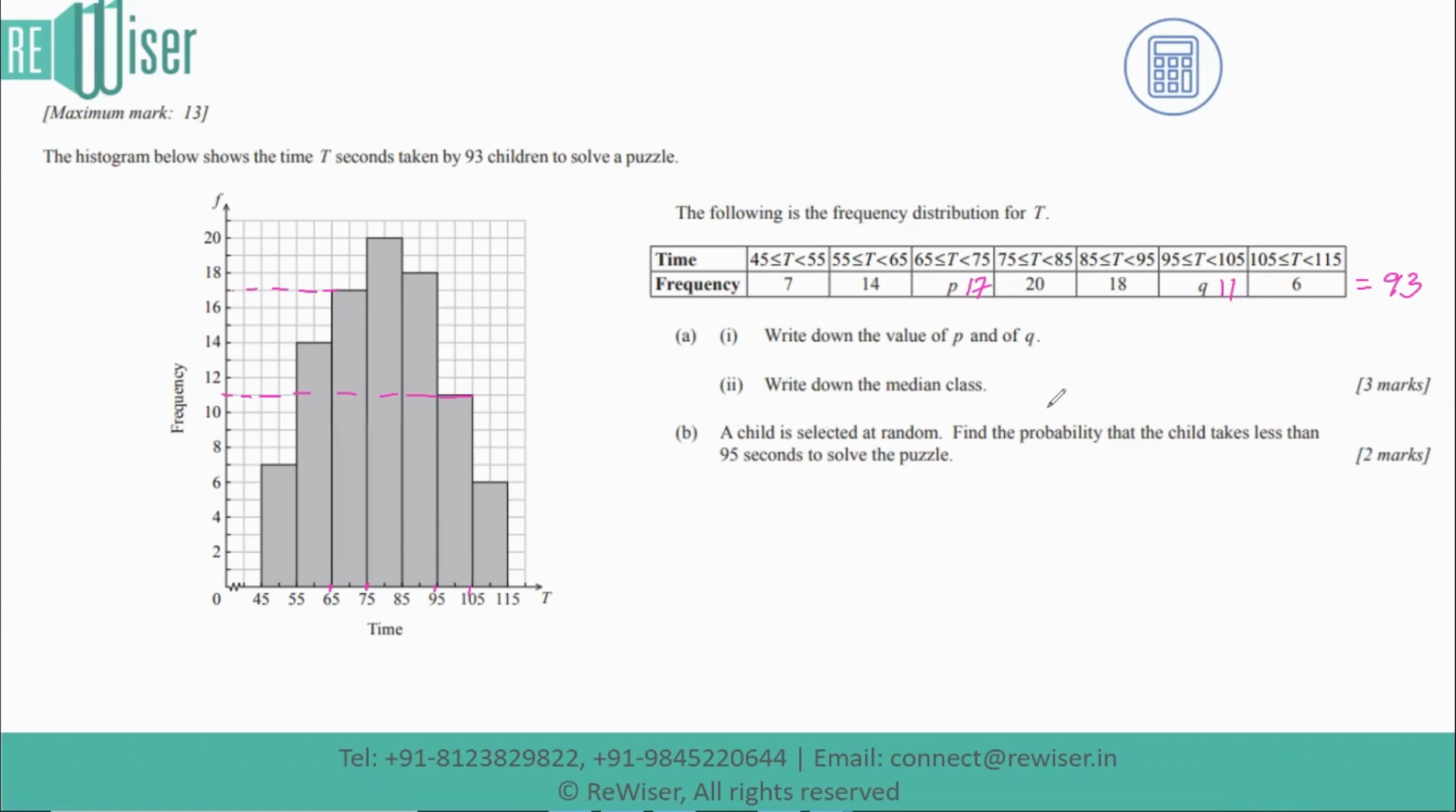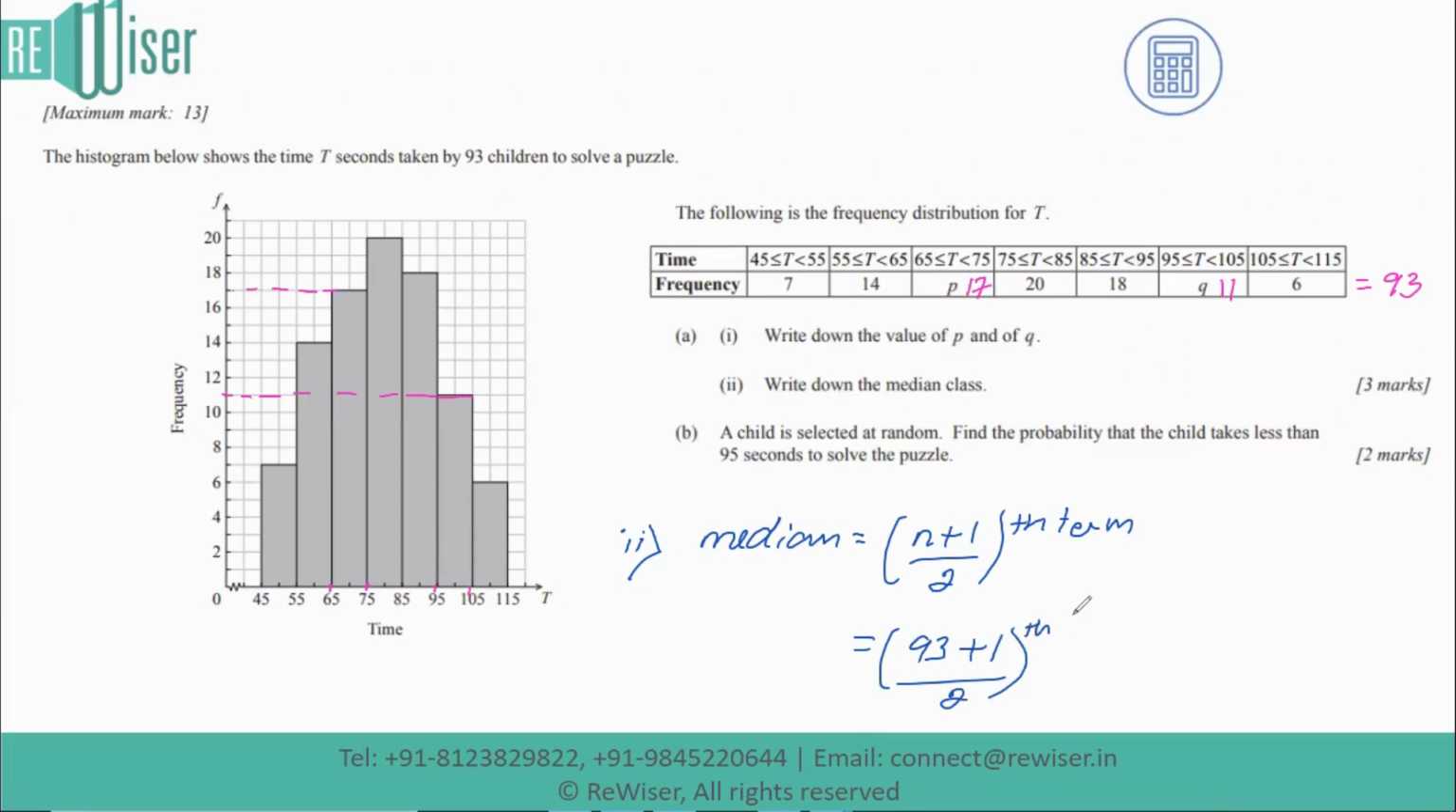Now, if I need to figure out the median class, in total we have 93. Whenever we need to find the median, this is for part 2. For the median, the formula is the (n plus 1) by 2th term, where n is the total number of children in this case. So that is 93 plus 1 over 2th term, which is 94 over 2, which is nothing but the 47th term. So the 47th term would be my median.